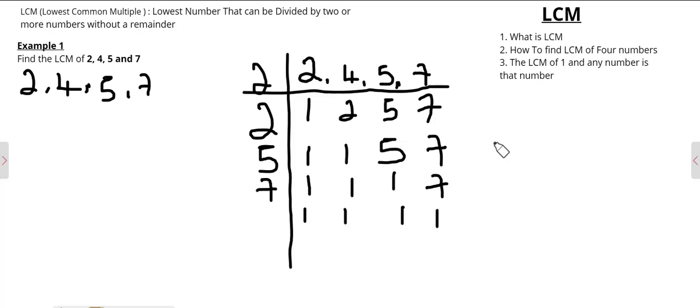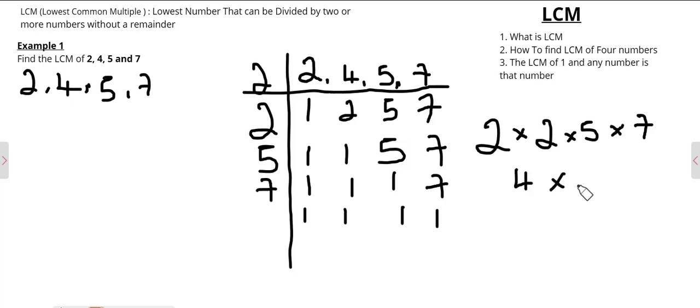So at the end of the day, what we have is 2 times 2 times 5 times what? The last digit there is 7. So 2 times 2 gives us 4, times 5 gives us 20. Then 20 times 7 gives us 140.